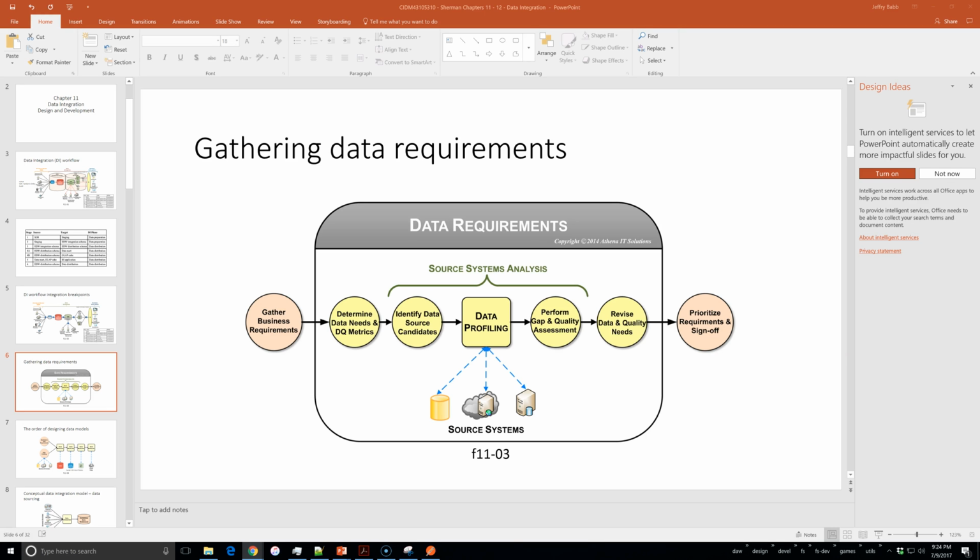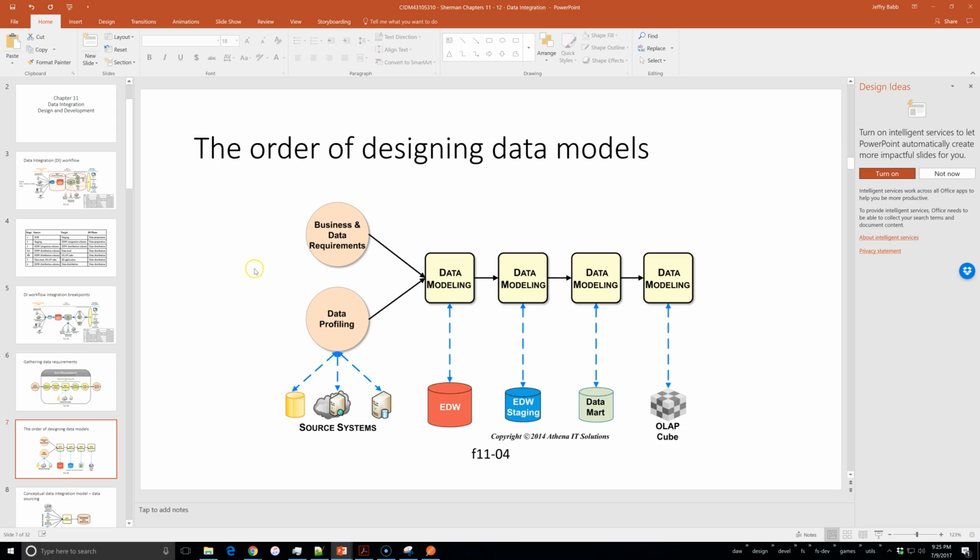So you're going to have to design table schemas for SQL, decide how you're going to load this data at what volume, how far back do you want to go, is there any sort of transformations you have to do? What are some dependencies? What are some system dependencies? These are just things that Sherman talks about. So the order of designing data models says, when should you design what data model? So you've gone through your business and data requirements, and you certainly have profiled the data to see what's available.